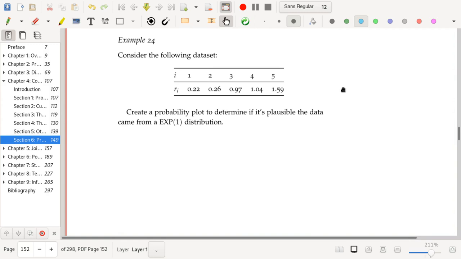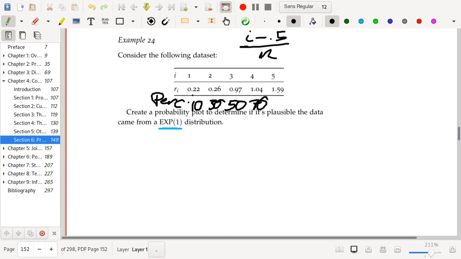Here we have 5 data points, and we're going to create a probability plot to determine if it is plausible the data came from an exponential distribution with a mean parameter 1. So the corresponding percentiles, according to that i minus 0.5 over n rule, are going to be 10, 30, 50, 70, and 90. These are the sample percentiles. Our percentile function is eta p, which is negative ln of 1 minus p.